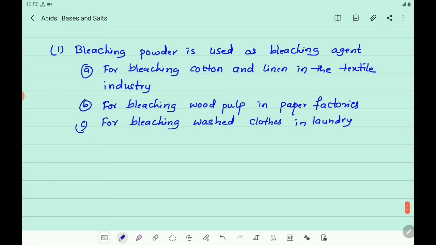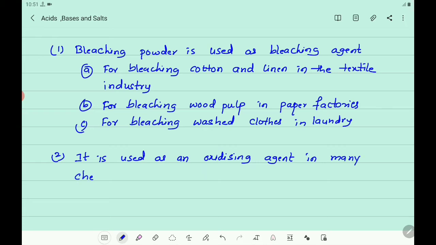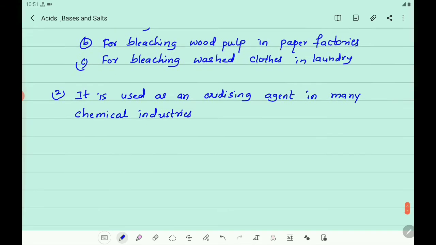So this is used as a bleaching agent. Next, it is used as an oxidizing agent in many chemical industries, and also it is used to make drinking water free from germs.